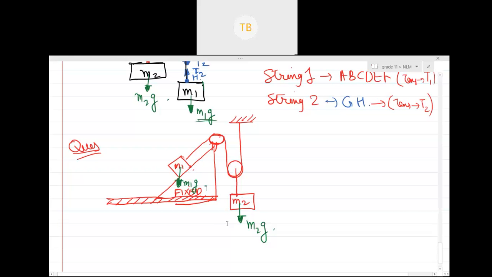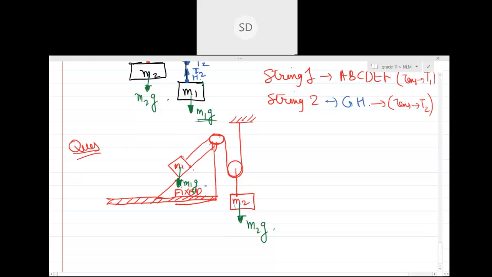So can you see this M2? I'm asking whether this M2 is in contact with any surface or not. Is this M2 hanging in air with the help of this string, or is it in contact with any surface? This was my question. It's just hanging in air. So here there is no normal reaction acting on M2 because it is not in contact with any surface.